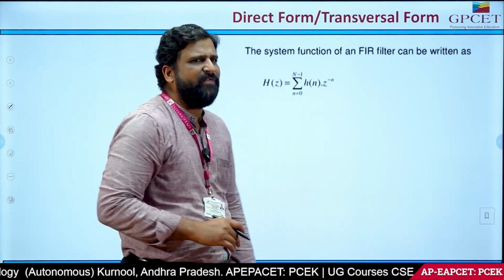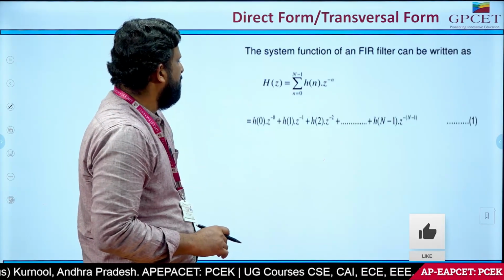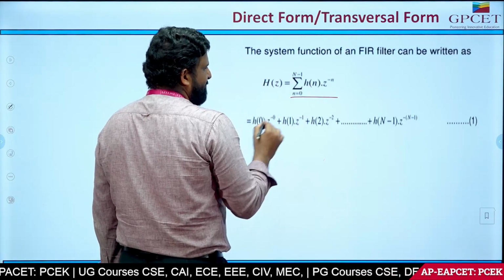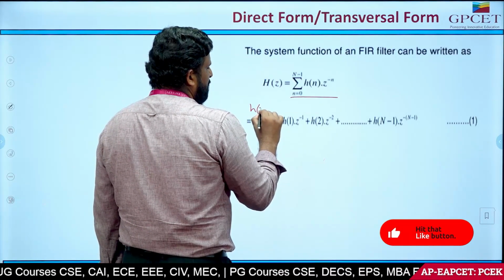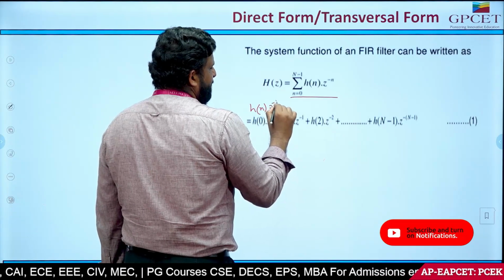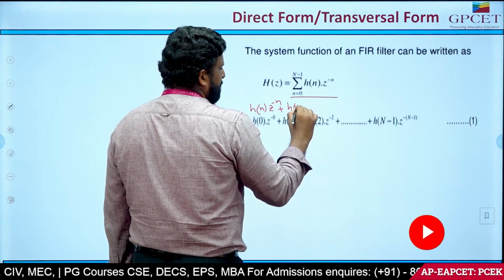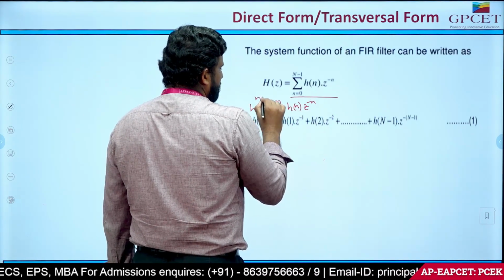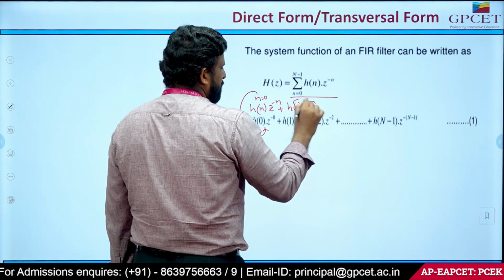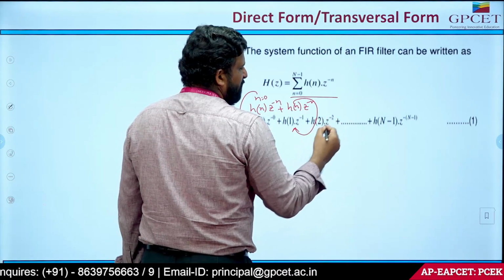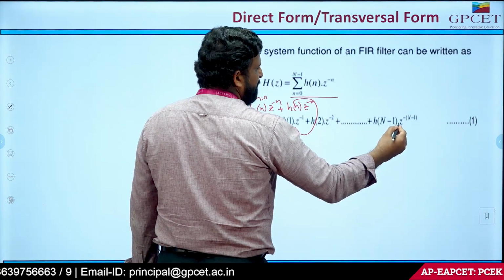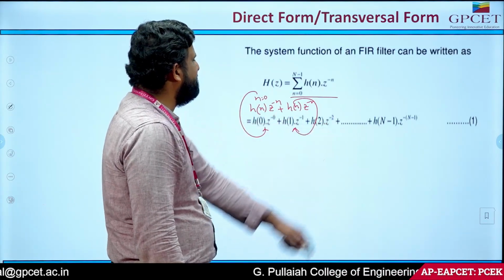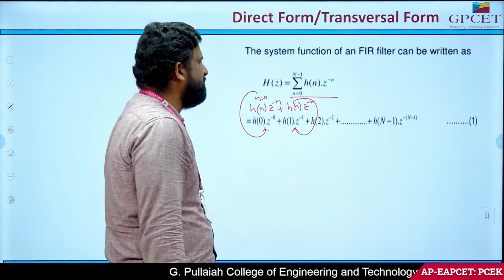So this is the transfer function of the FIR filter. After expanding this summation from n equal to 0 to N minus 1, we get h of 0 z power minus 0 plus h of 1 z power minus 1, for n equal to 2 h of 2 z power minus 2, and so on, up to n equal to N minus 1, h of N minus 1 z power minus of N minus 1. So I expanded the summation, and this is the equation I got.